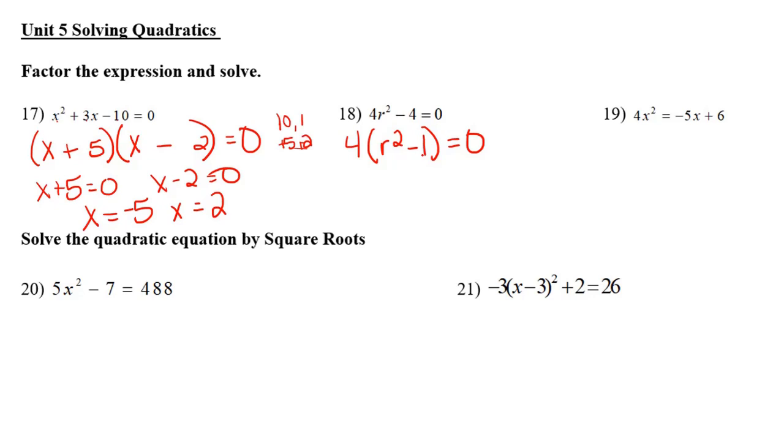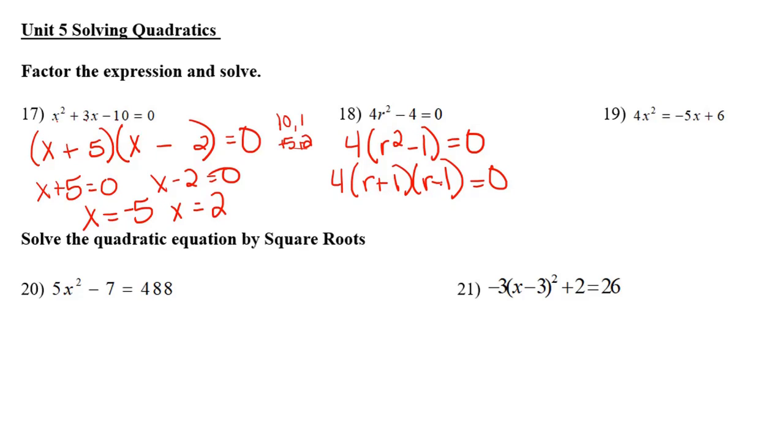Well, they're both perfect squares, and there's subtraction in the middle. Difference of perfect squares, it looks like. So that would be r plus 1, r minus 1. Because remember, you need that middle term to be a 0. That is why we know that this pattern works.